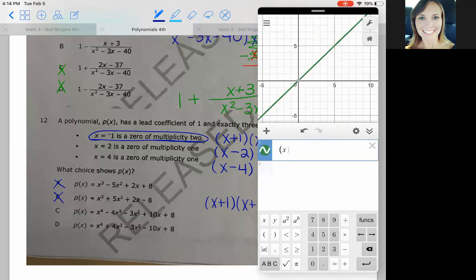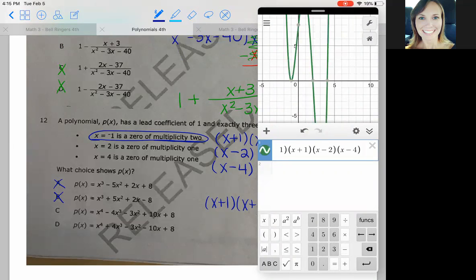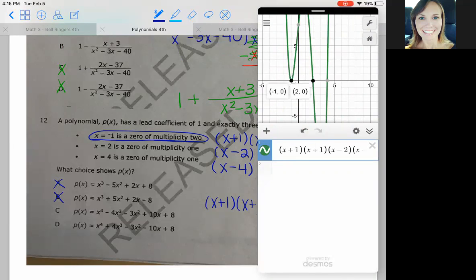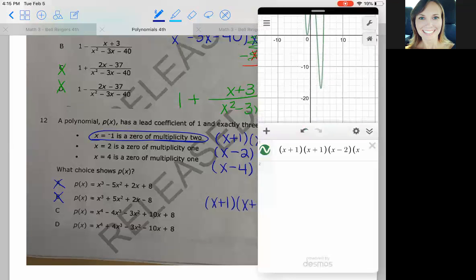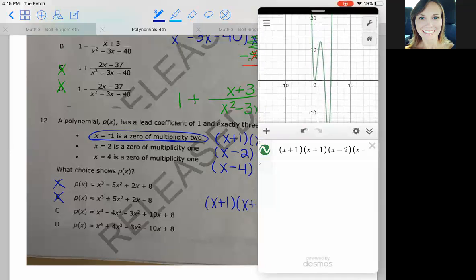So x plus 1 times x plus 1 times x minus 2 times x minus 4. All right, so I can clearly see that these are my zeros. These are the same ones that I had, but that's not really what we're here for. So I can look at my graph. I can see what it looks like. I can see how far down it goes, how far up it goes. And we can graph our possible solutions.